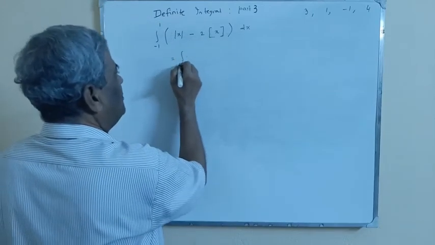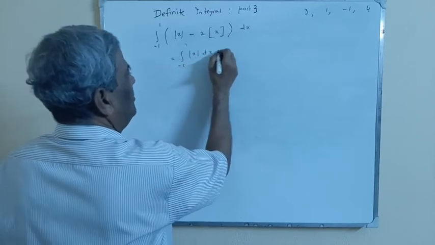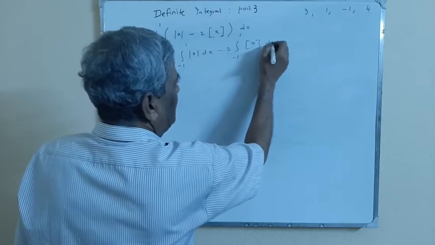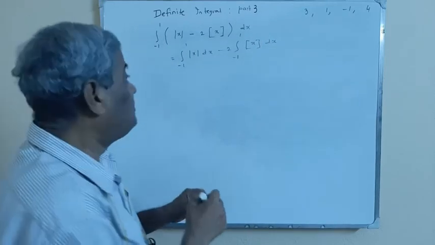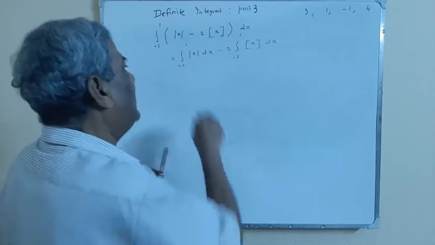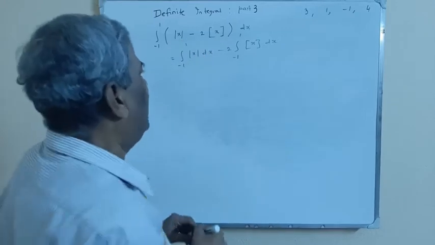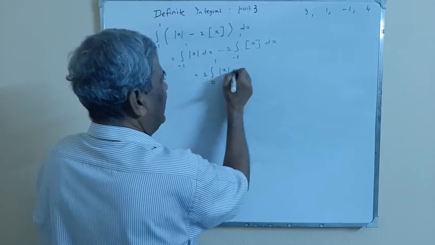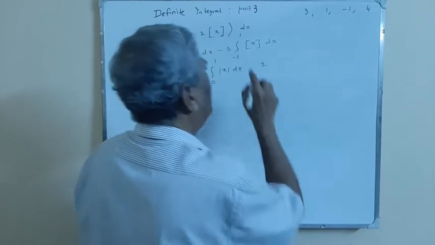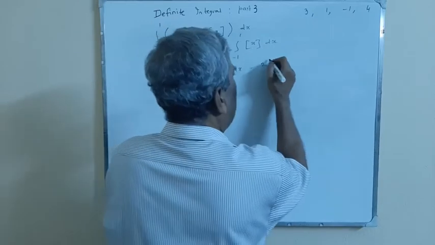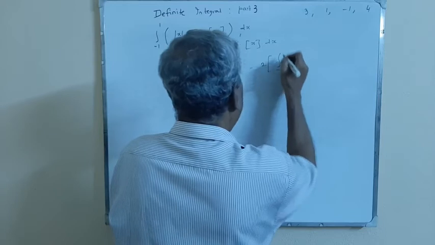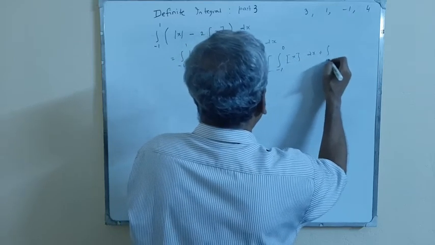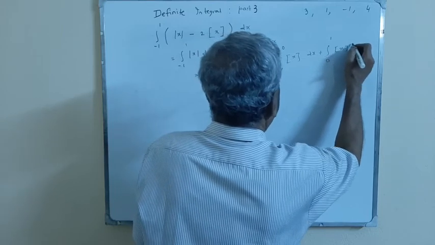So I can write it as the integral from minus 1 to 1 of mod x dx, then minus 2 into the integration from minus 1 to 1 of box x dx. Now you see, mod x is an even function, and the interval from minus 1 to plus 1 is a symmetric interval. So I can write it as 2 times the integral from 0 to 1 of mod x dx minus 2 times, this is the integral part of x function, so I write it as the integral from minus 1 to 0 plus the integral from 0 to 1 of box x dx.